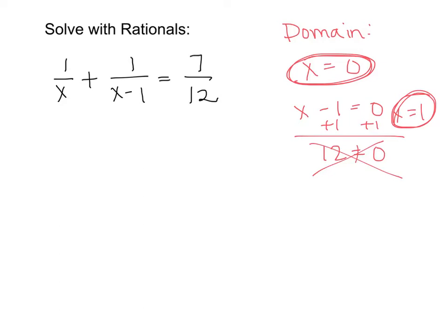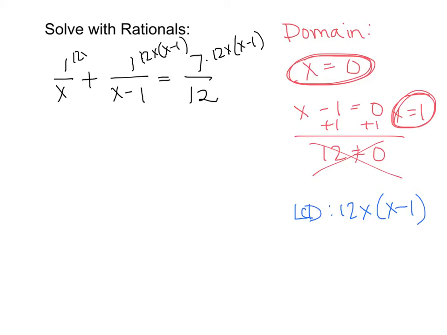Now we go back into the problem, and the next thing we want to do is find our LCD, because we're going to have to multiply by it to get rid of these fractions. And if we remember from Chapter 7, our LCD in this case is 12x(x minus 1). So you're literally going to go into this problem and multiply each and every one of these by 12x(x minus 1), 12x(x minus 1), and 12x(x minus 1).